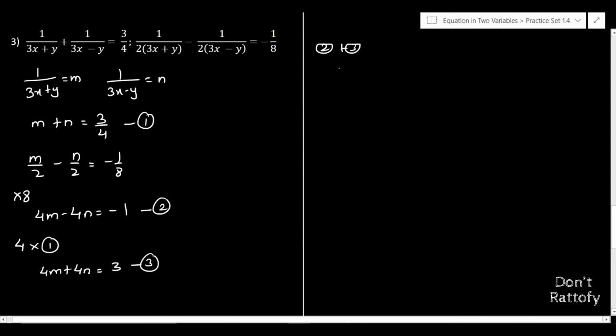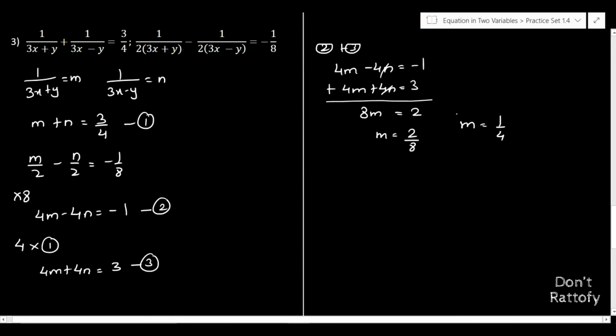I will have 4m minus 4n is equal to minus 1. 4m plus 4n is equal to 3. If I add these two, I will get 4m plus 4m will be 8m. Minus 4n plus 4n cancelled. Minus 1 and 3 will be 2. So I have m is equal to 2 upon 8. That is m is equal to 1 upon 4. I have the value of m as 1 upon 4.